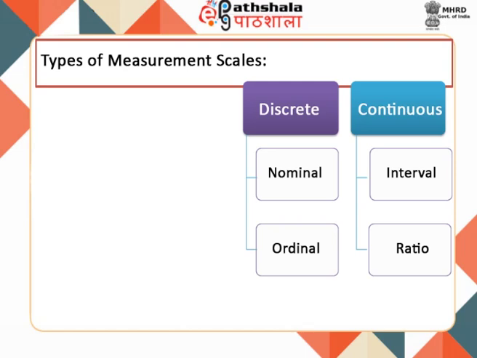A scale used to measure a continuous variable is known as a continuous scale, whereas a scale used to measure a discrete variable is called a discrete scale. An example of a discrete scale could be gender, that is, categorizing into male and female. An example of a continuous scale could be height, weight, etc. Further, the nominal and the ordinal scales come under the discrete scale. On the other hand, interval and ratio scales come under the continuous scale.